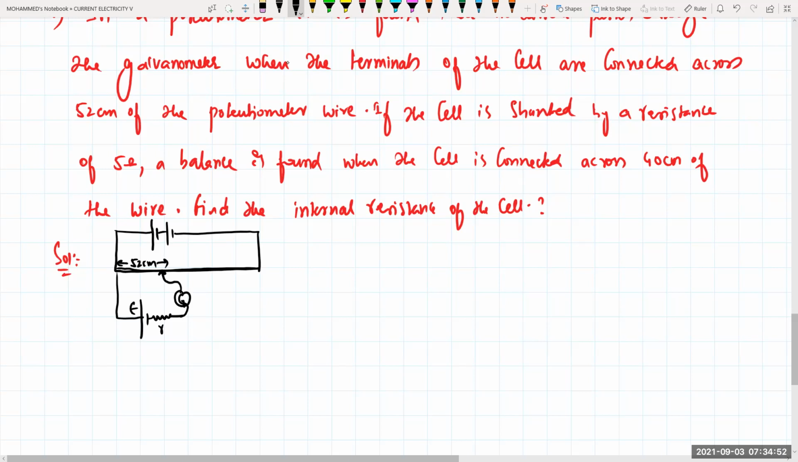If the cell is shunted, second part of the question. What do you mean by shunting? I told you shunting is nothing but a small resistance connected in parallel.